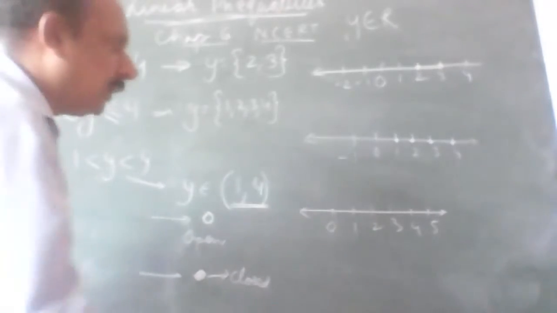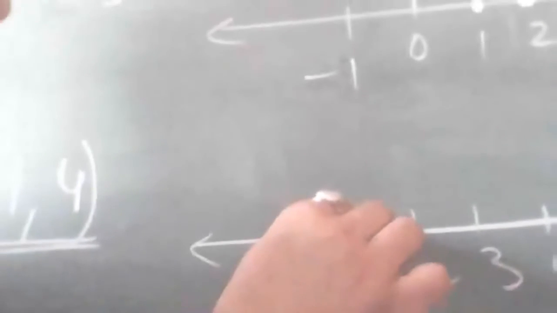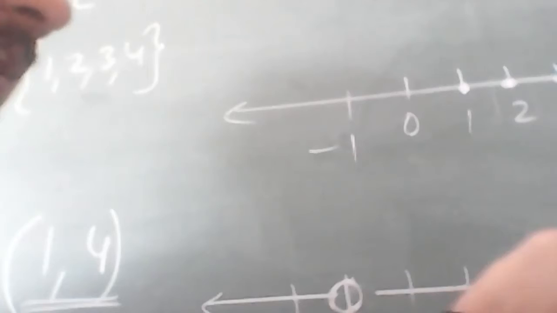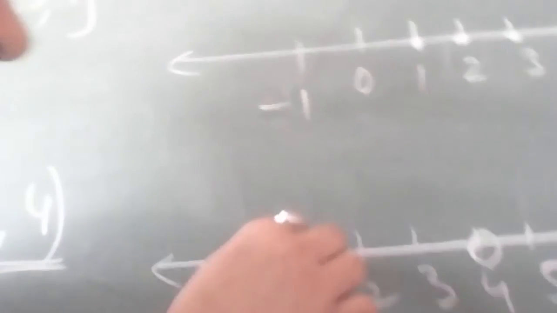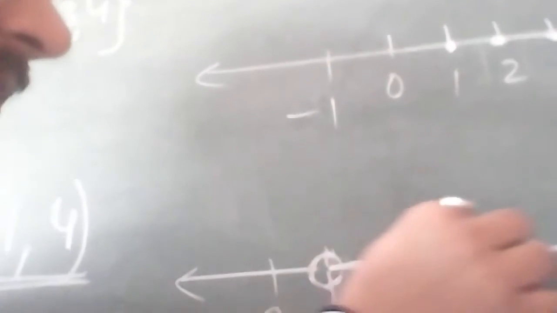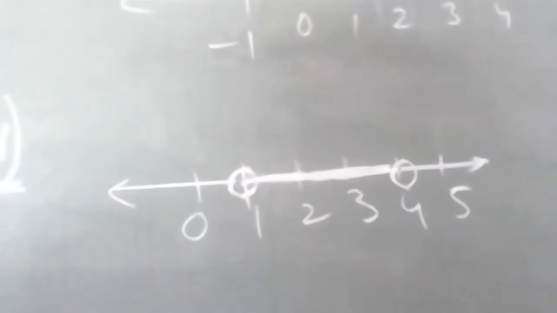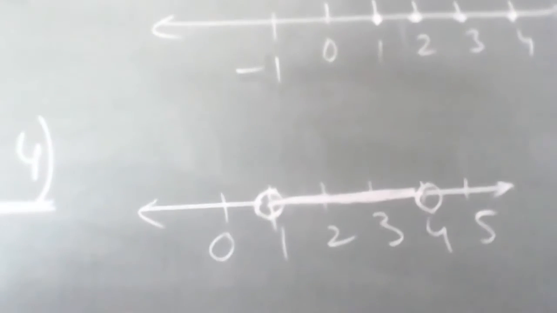0.99999. So what would we show? Here we'll always show this as an open, empty circle. This has to be an open one on 1 and an open one on 4 also. It means all the values lying between, this is to be darkened. All the values lying between 1 and 4, they will be the solution set.